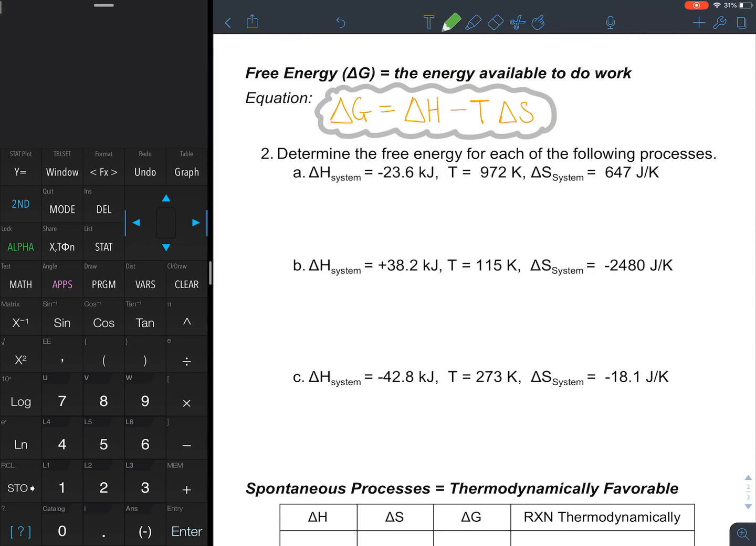So we might want to know a couple other things. If it's a negative delta G, that's what causes us to have a spontaneous process, meaning it's going to happen on its own without any extra outside work. There's free energy available to do the work, and so it will happen automatically. If it's a positive delta G, it's non-spontaneous. And if delta G is equal to 0, then the system is at equilibrium.